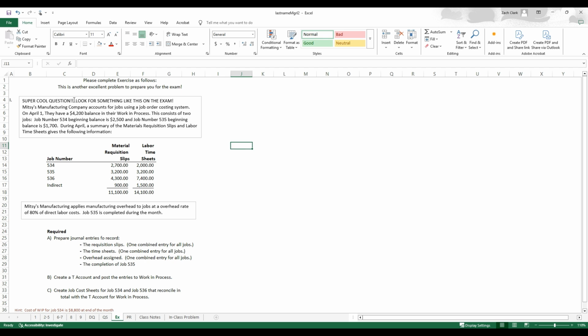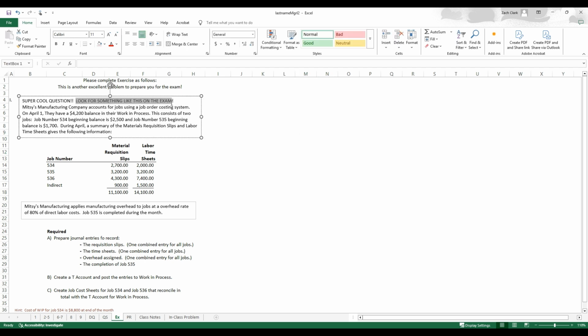So super cool question. All right, I did not create these problems, by the way. So if you think anything is goofy in here, I'm not saying it is, but it wasn't me. I think it's kind of super cool too. It just is a little tricky. So depending on your definition of super cool, that may or may not apply.